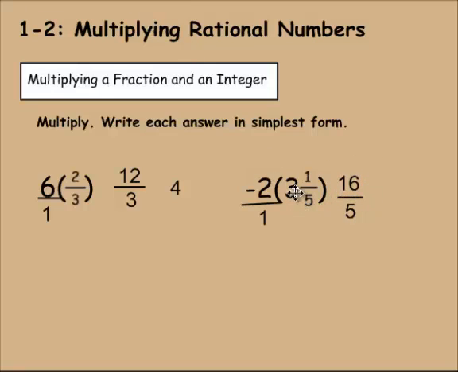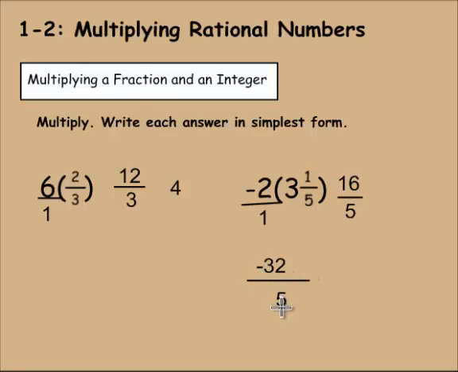And then let's pretend this number in the middle here doesn't exist. We have negative 2 over 1 times 16 over 5. So let's multiply across. We have negative 2 times 16. Remember, a negative and a positive will be a negative. So we have negative 32. 1 times 5 would be over 5. So negative 32 over 5.